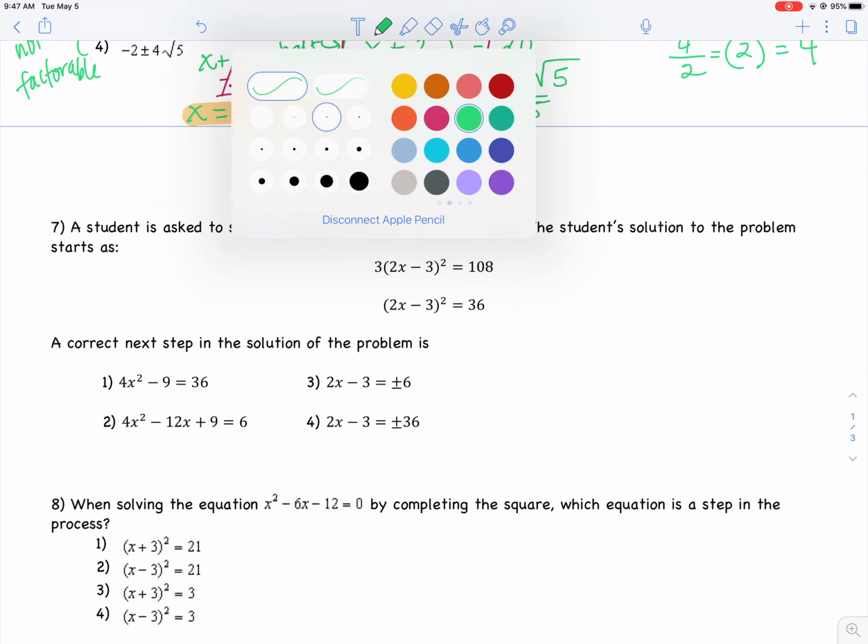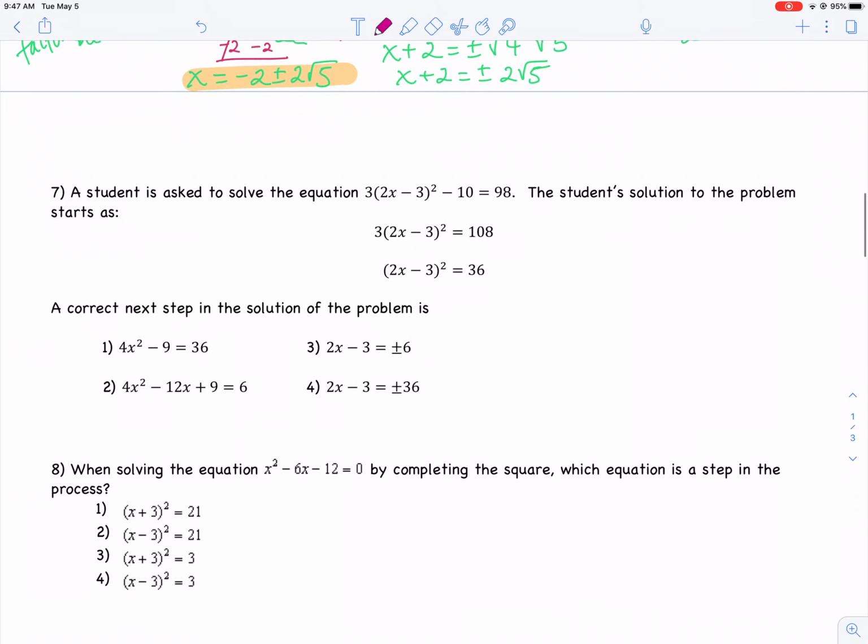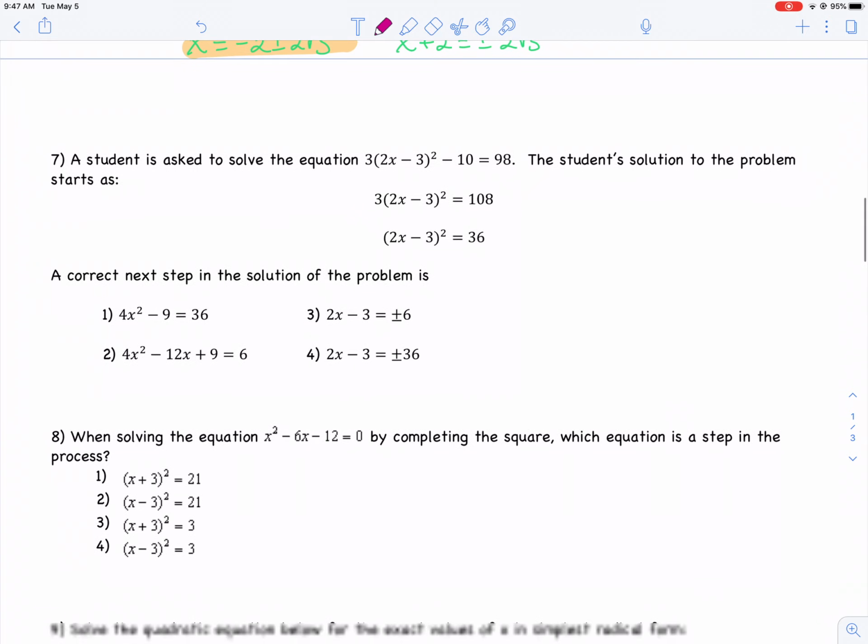Okay, in the next example, you are given an equation and they say, what's the next correct step? So first it looks like how they go from the first line to the next line, they added 10. The 10 was gone and all of a sudden 98 became 108. The next step, they divided both sides by 3 because now the 3's are gone and now you have 108 divided by 3 is 36.